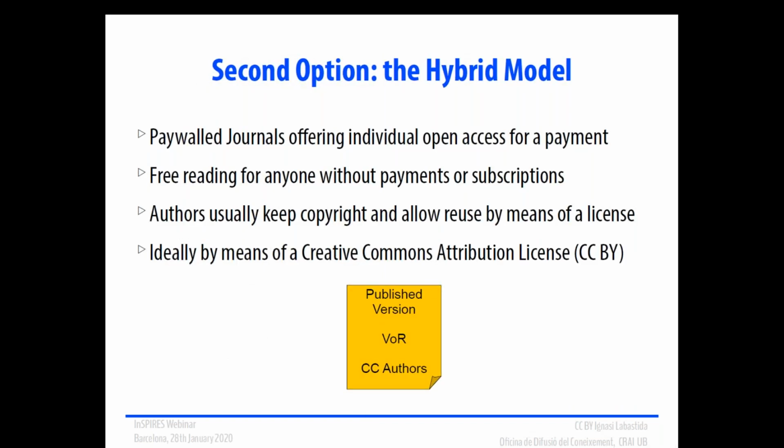The second option is to choose the hybrid model. So I decide to go to a journal that, for many reasons, I want to publish in, but I want open access immediately. So I have to pay, as before in some of the open access journals. I keep copyright, I can allow reuse, and in many cases I can have a CC BY or any other CC license.